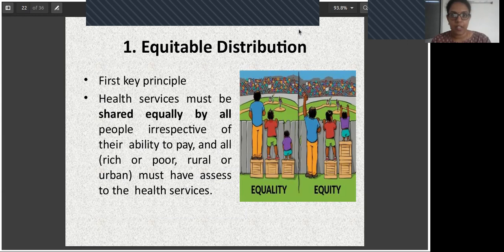Though we try to bring about equity in our distribution, we mostly end up in equality, or we can achieve equality far better than equity. So primary healthcare is striving to provide healthcare equitably.